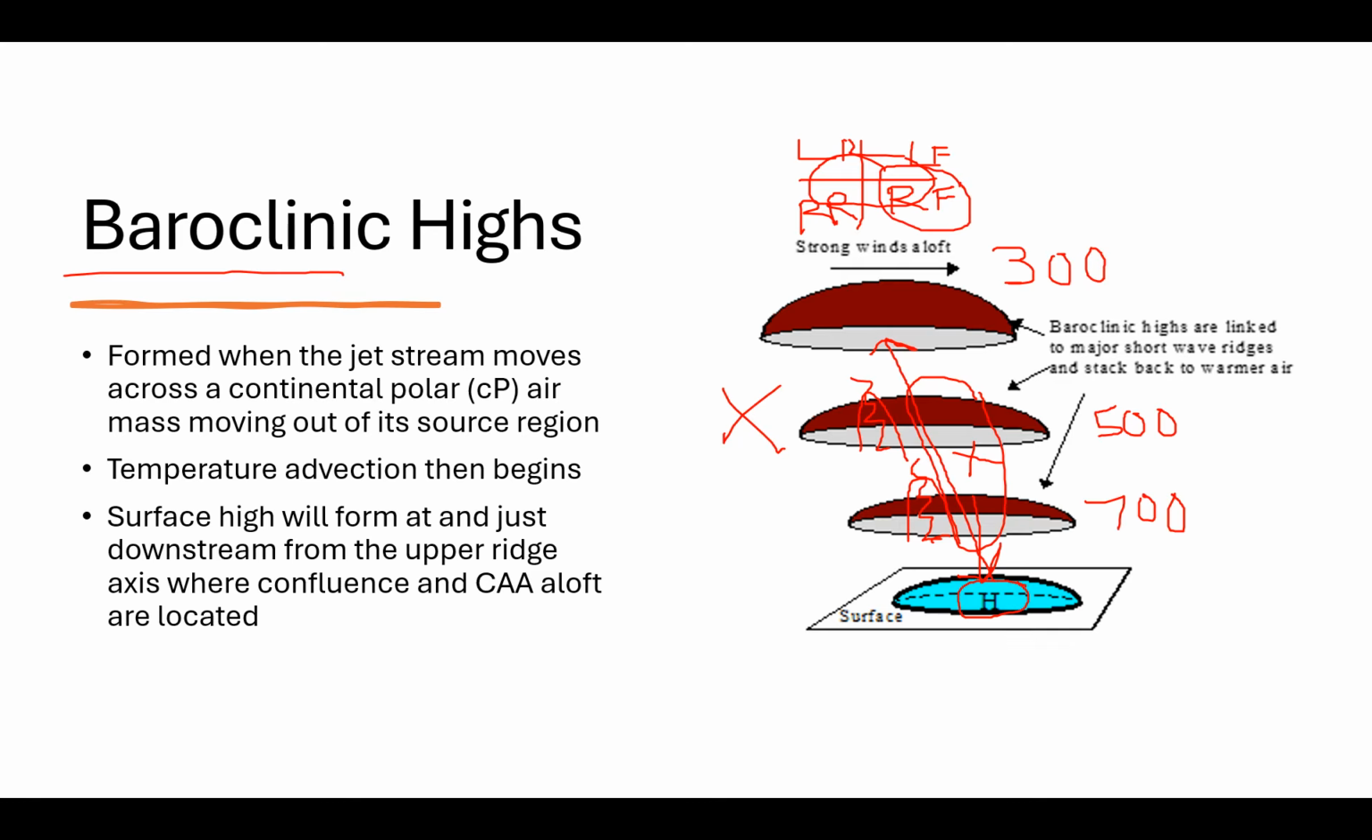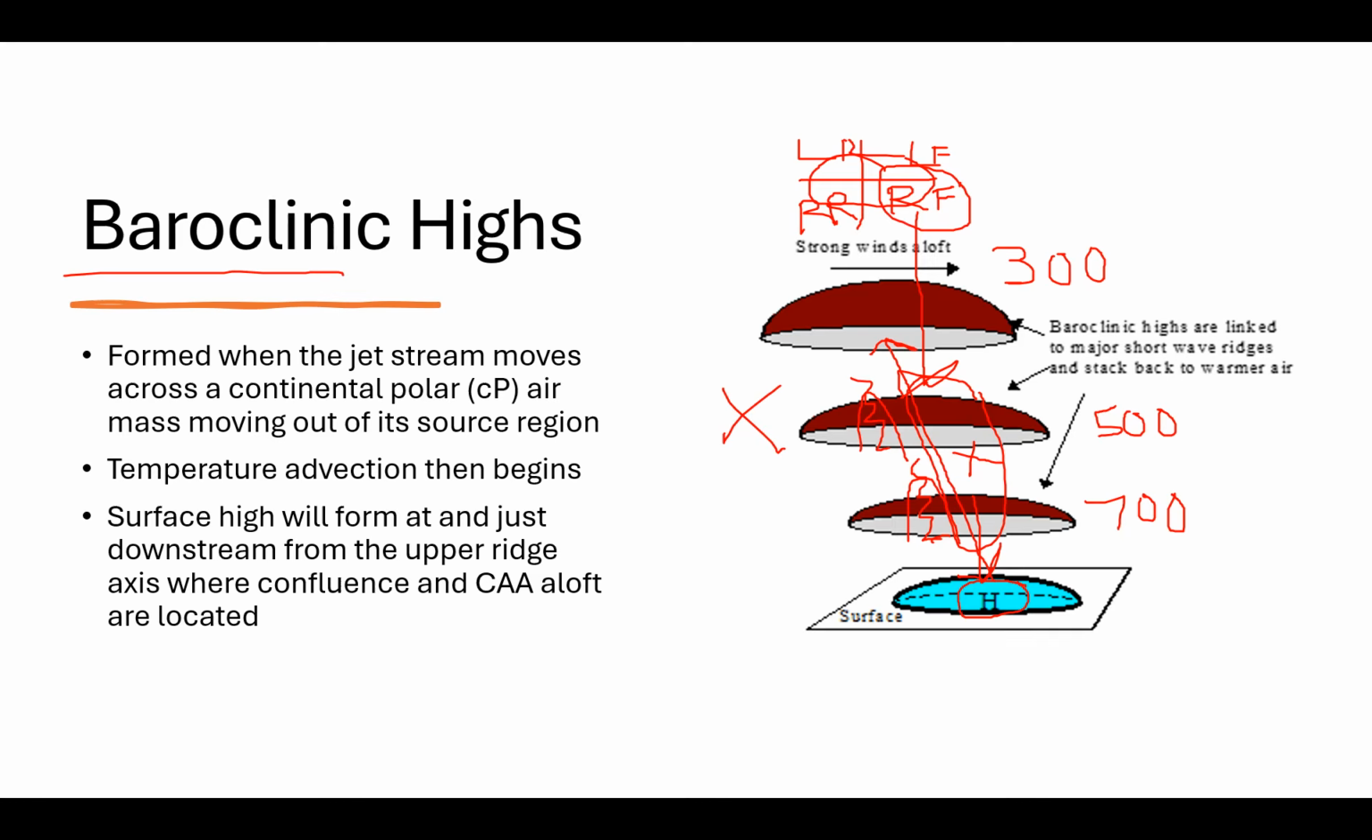Okay, so in this case, let's say we have the right front quadrant of the jet max right over our location in association with a shortwave ridge at 500 and a shortwave ridge at 700 millibars. It's all connected here. We have upper level convergence of air in the right front quadrant of the jet max. We have upper level convergence and negative vorticity advection ahead of our shortwave ridges at 500 and 700. Everything is connected three-dimensionally and vertical, okay, in the atmosphere.